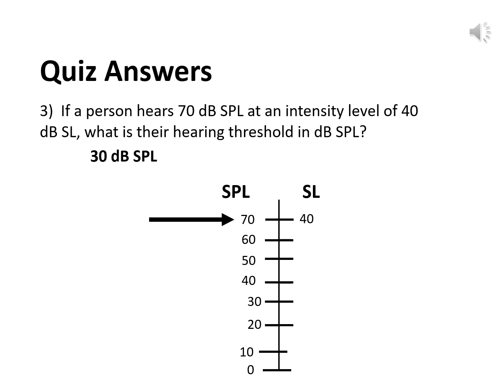And so we find 70 dB SPL, and then we show that it's equivalent to 40 dB SL. And so from here, we fill in the rest of the SL scale, starting at 40 and going down to 0. And then we see that 0 dB SL is equivalent to 30 dB SPL. And so the answer is 30 dB SPL.